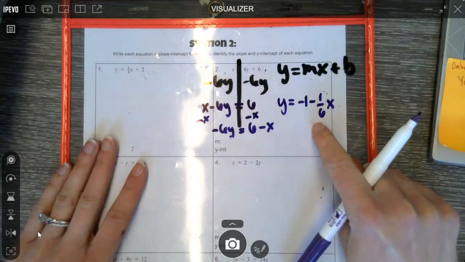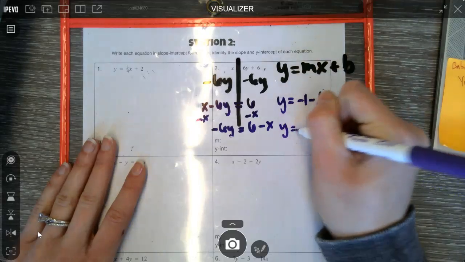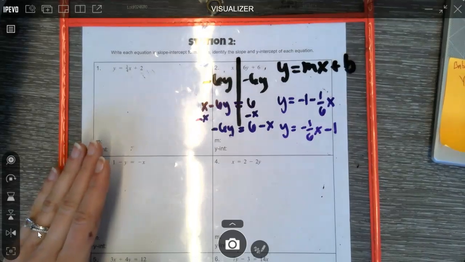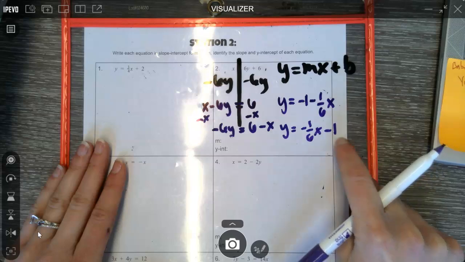Now, this is closer, but this is still kind of wonky, so I'm going to rearrange these. So y equals negative 1/6 x minus 1. Now I can figure out what's my slope, what's my y-intercept.